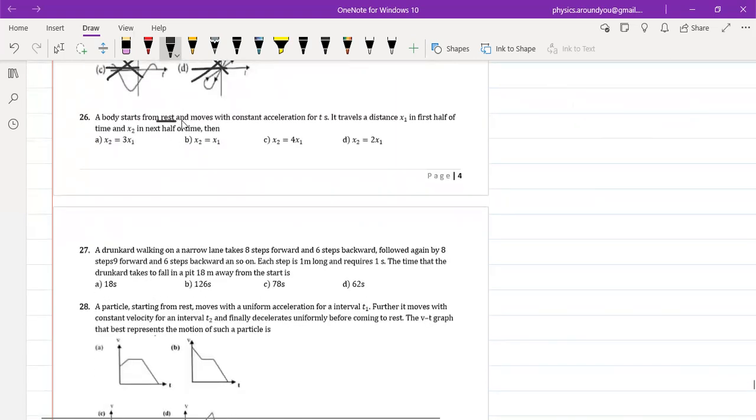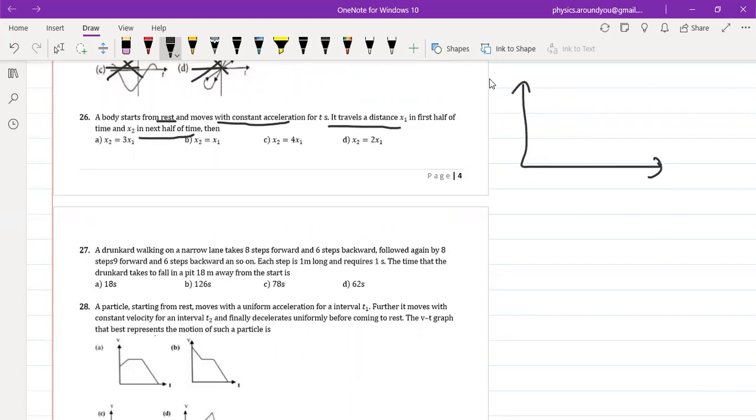Now, moving on to question number 26. A body starts from rest and moves with constant acceleration for t seconds. It travels x1 in the first half and x2 in the next half of time. Then what? Well, here is where the graph approach would do you very good. It starts from rest, so V0 is zero initially. It is accelerating, so the graph is a straight line with a slope.